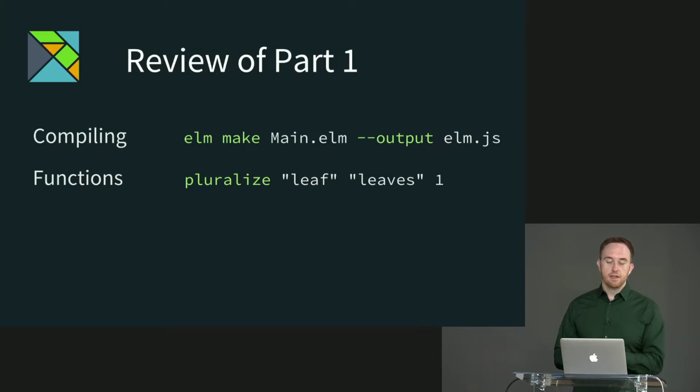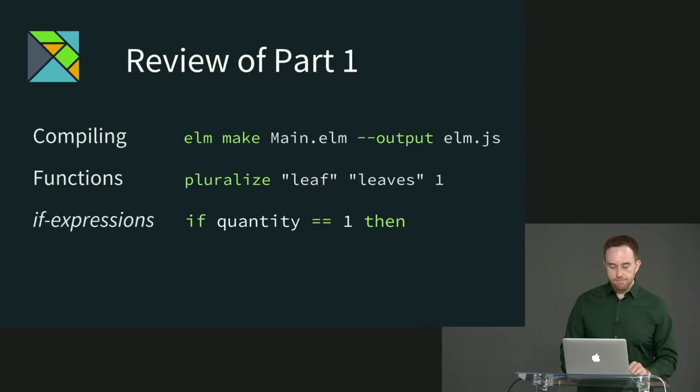When we call them, passing, for example, pluralized leaf, leaves, and one, we don't use commas and we don't use parentheses. If we do use parentheses, it's only to disambiguate between nested expressions, not because function calling actually needs any parentheses. Talked about if expressions, so if quantity double equals 1, then. Talked about how in Elm we use double equals instead of triple equals. We have then instead of curly braces.